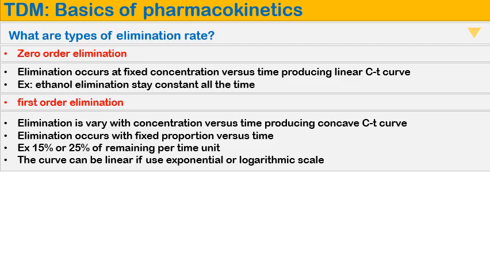Elimination now varies with the concentration. As the concentration changes, the elimination rate will change. The elimination rate, which is in milligrams per hour, will vary. So it will give us a concave curve.